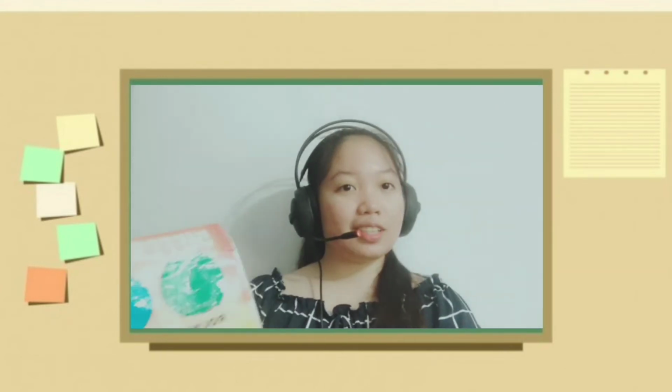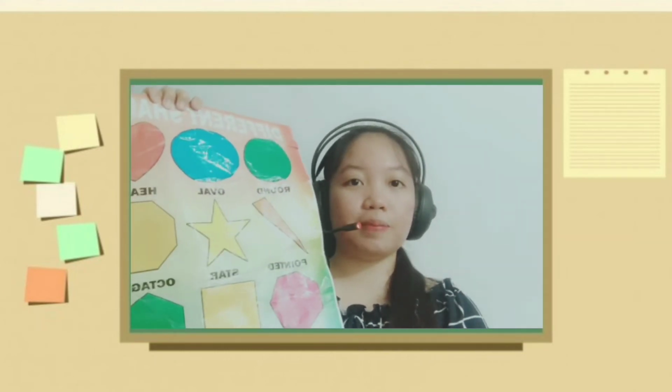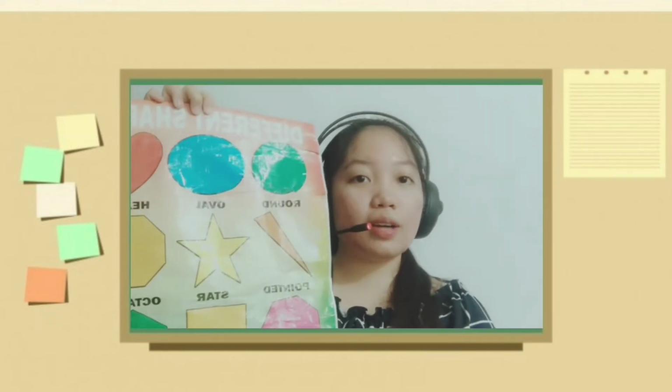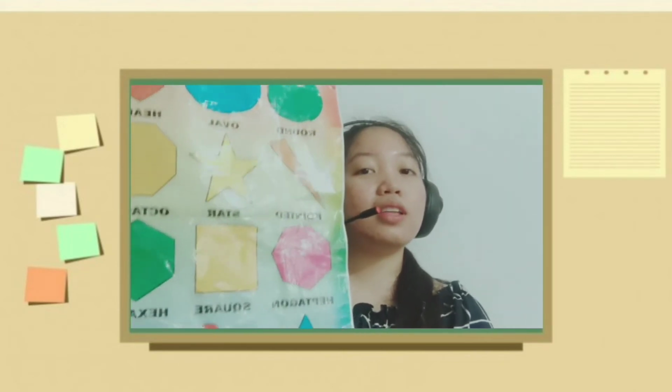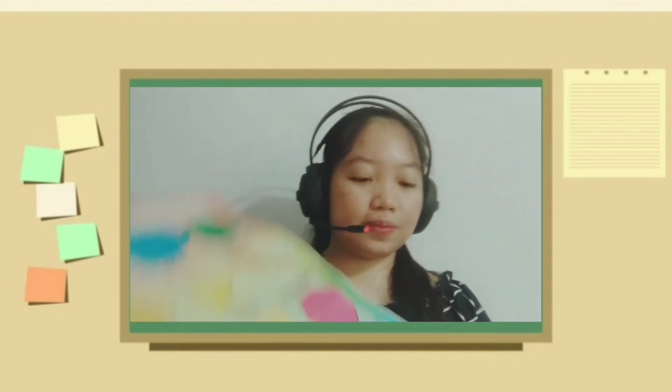Next is my favorite chart because napaka-colorful nito. So, ma-attract talaga yung mga batang tuturuan ko. Yan, ma-identify nila yung mga different shapes. Round, oval, heart, star, pointed, octagon, hexagon, square, heptagon, rectangle, oblong, and triangle.